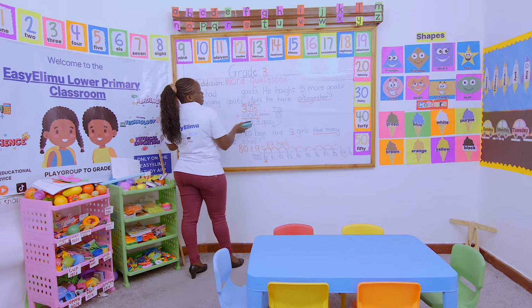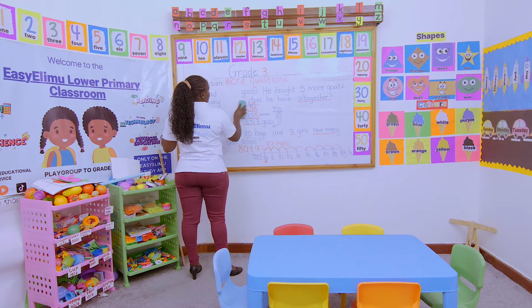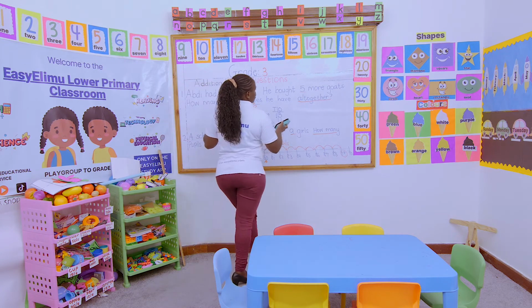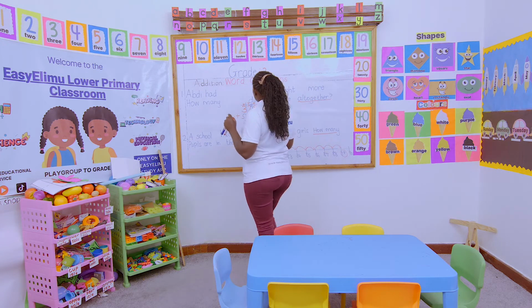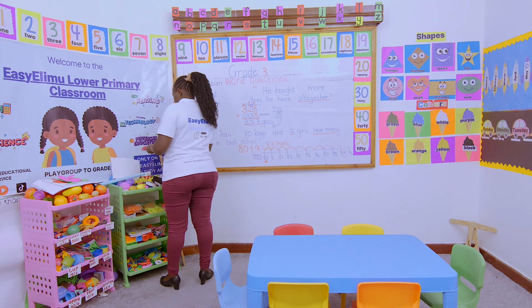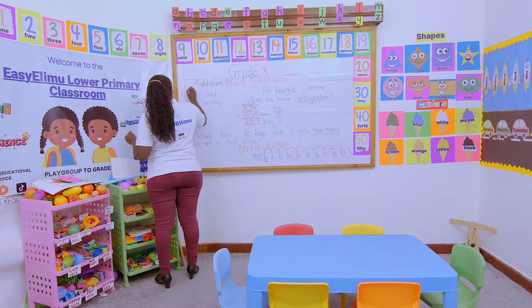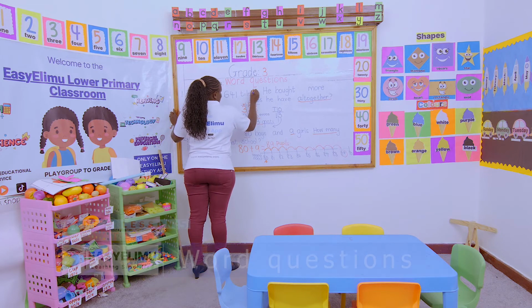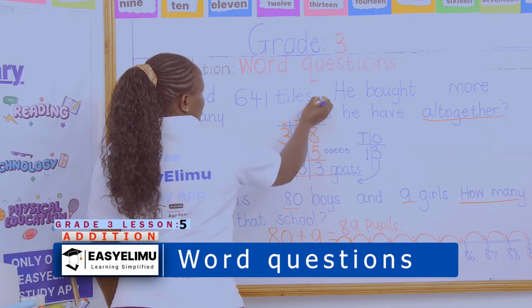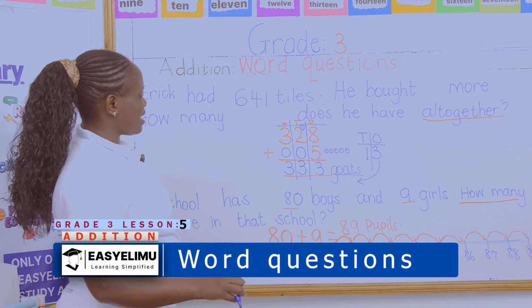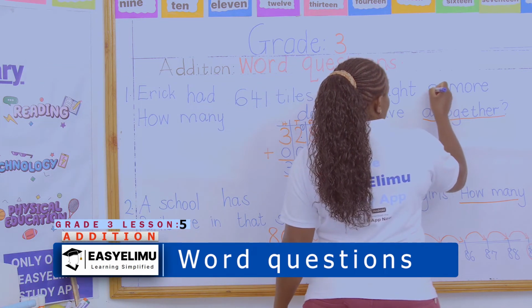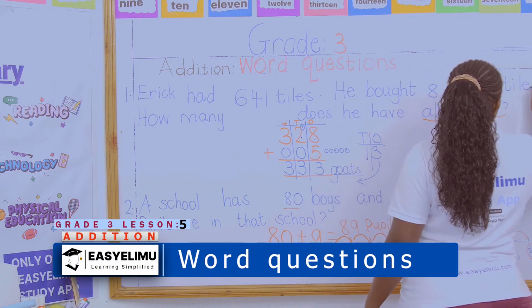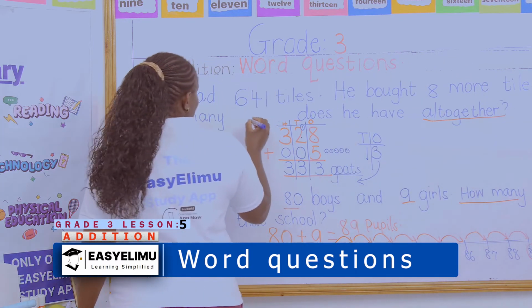Let us look at something else. Maybe this time round Abdi bought what? Let's see. Maybe you can use someone's other name. So we have here Eric, who had 641 tiles. Do you know what tiles are? Tiles are the ones that make our floors look beautiful. After Eric checked, he realized that the kitchen will be missing around 8 tiles. So he went and bought 8 more tiles. How many tiles does he have all together?